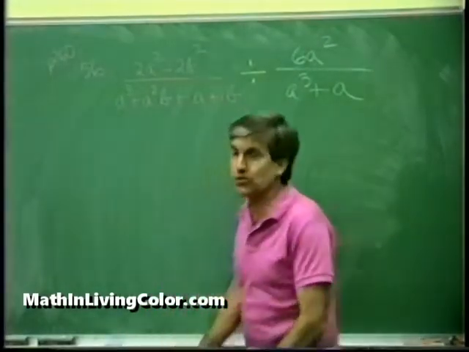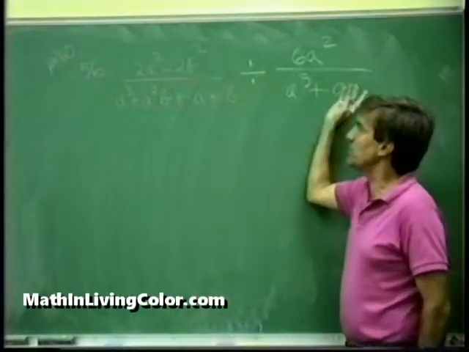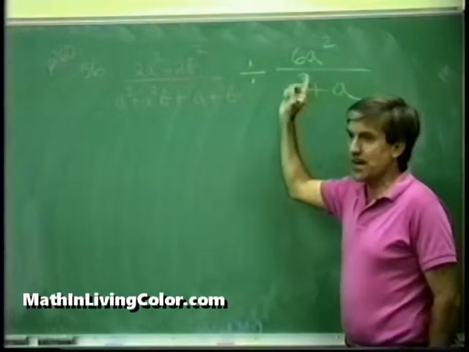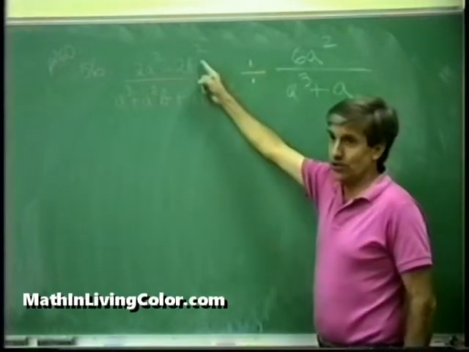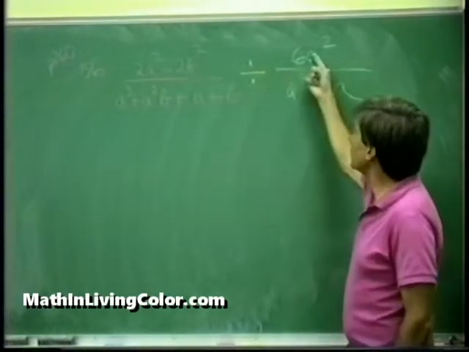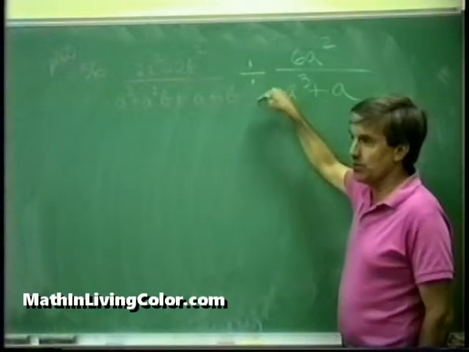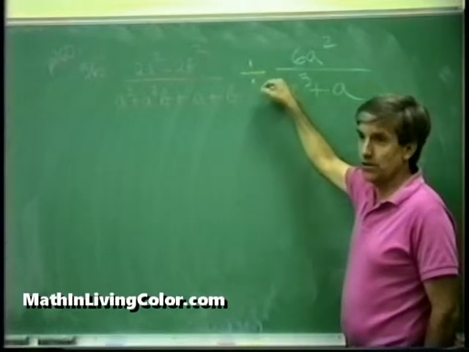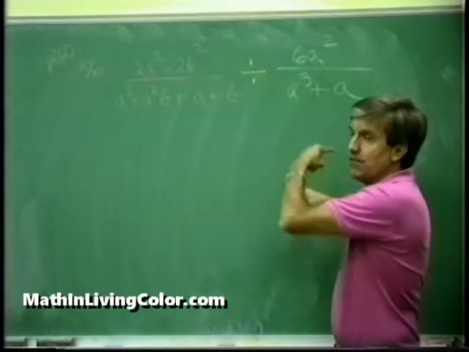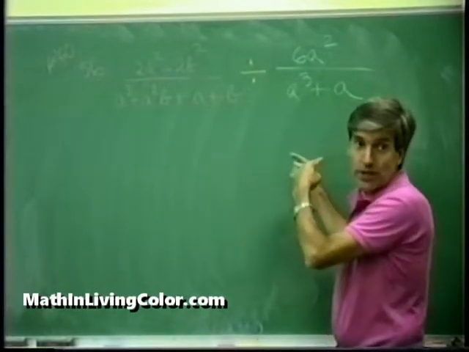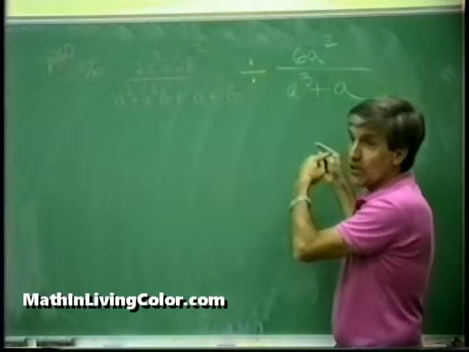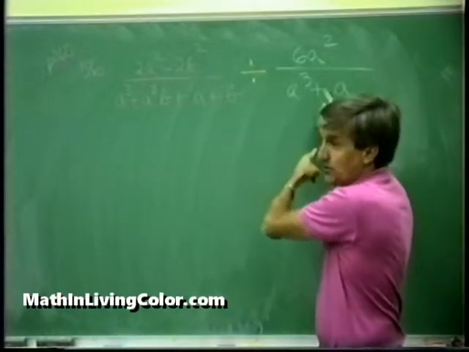Anytime you have a multiplication problem or division problem, your first step is to factor. Factor, factor, factor. Factor everything. And what about the division symbol? What do we do about a division symbol? You always invert. Does it matter which one? You bet it does. You always invert the second number and you multiply, okay?